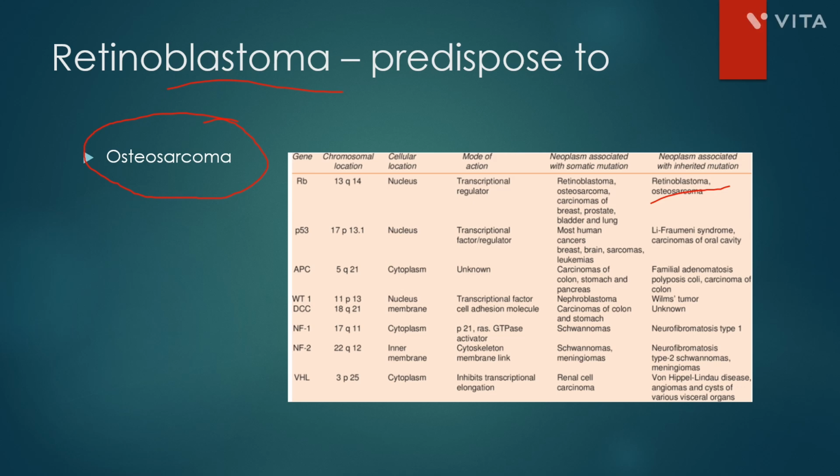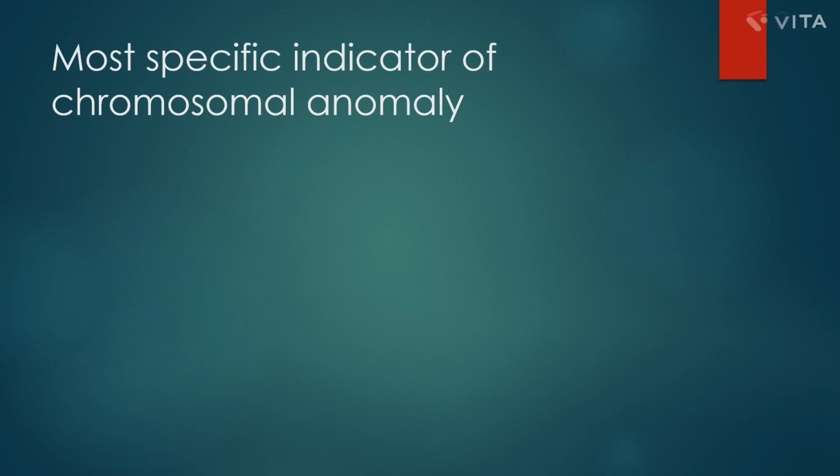So it is osteosarcoma. Now, most specific indicator of chromosomal anomaly, it included neural tube defects, polydactyly and all. Neural tube defect seemed like the answer. I'm not sure. If you know the answer, comment down below. And the other options also.